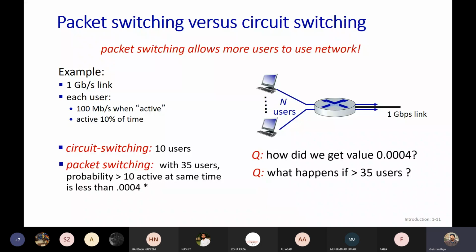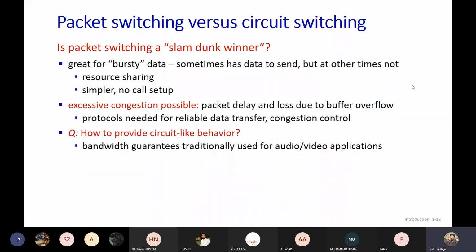If more users come in, for example, if there are more than 35 users, what will happen? There may be queuing, right? If greater than 35 users, there may be packet loss. So many things can happen. Right, ji? Yes, sir. Okay.